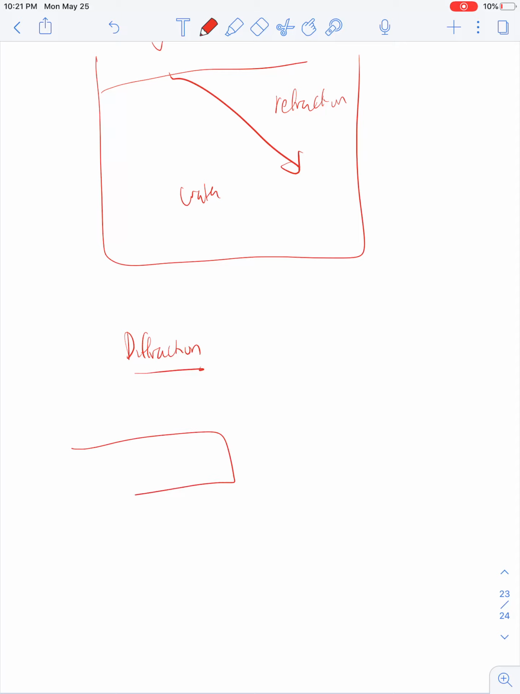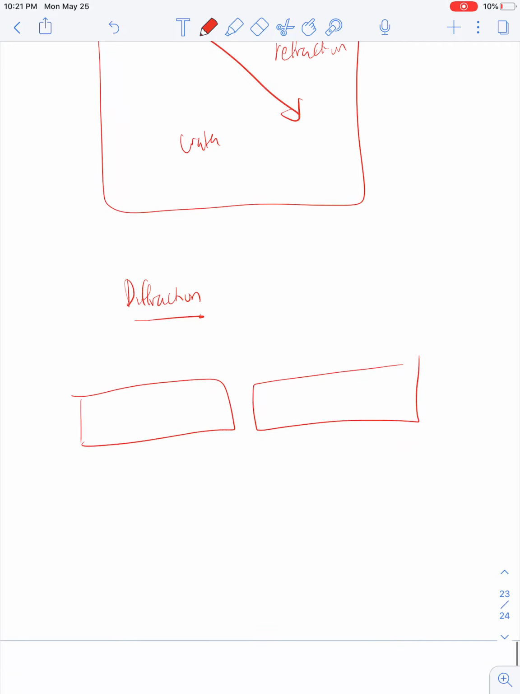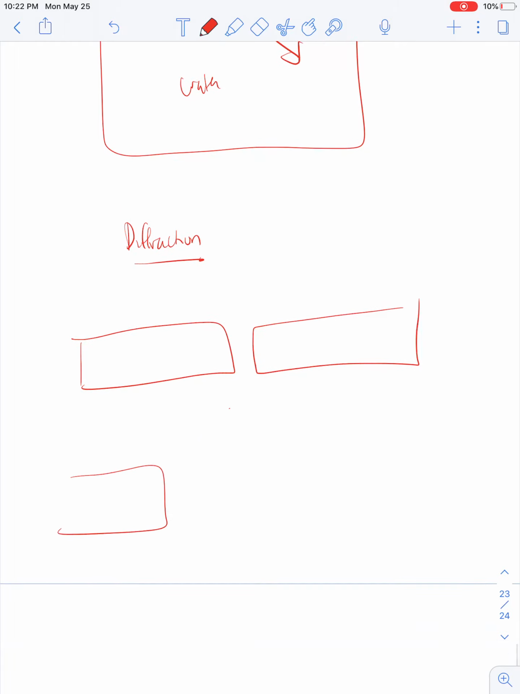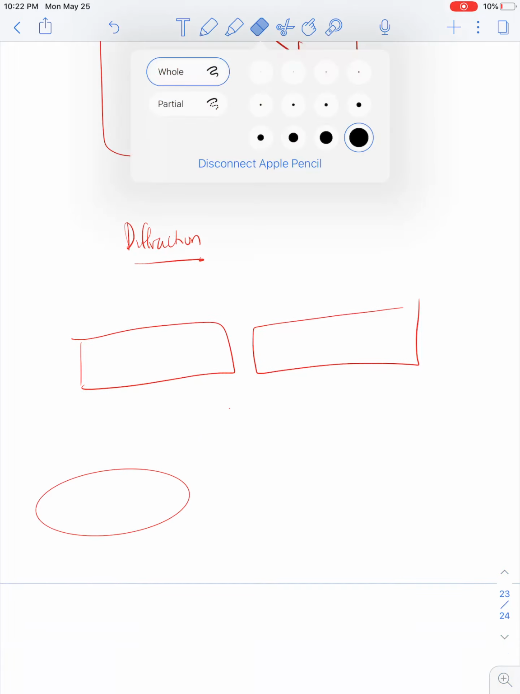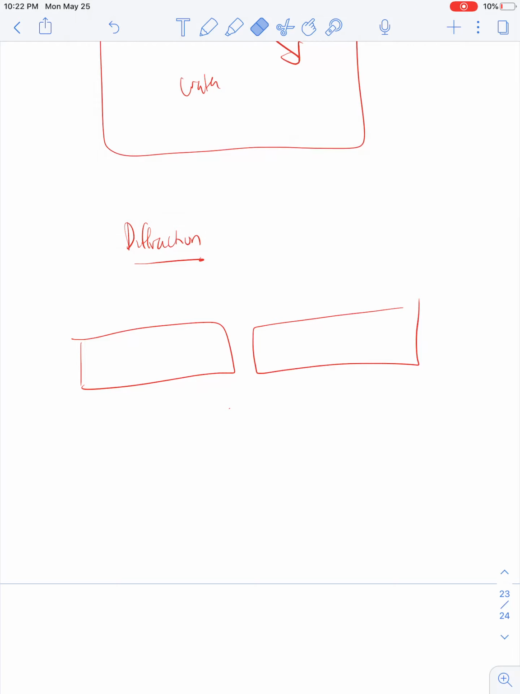And then you have a phenomenon called diffraction. So diffraction just means this. You have a gap, right? Let's say you have sound. So basically, if you have a sound wave, and this is diffraction. Oh no, how did that happen? Okay, so let me do this again.